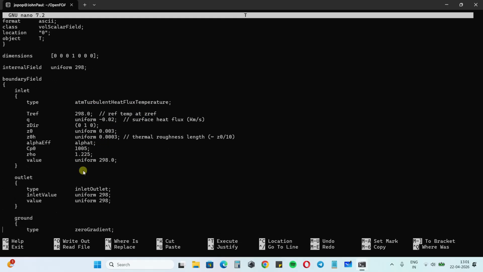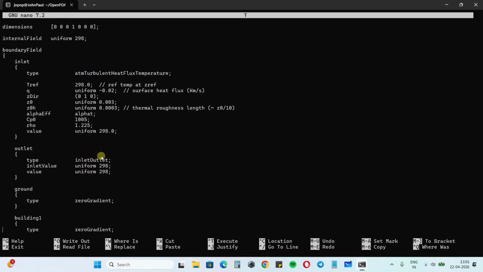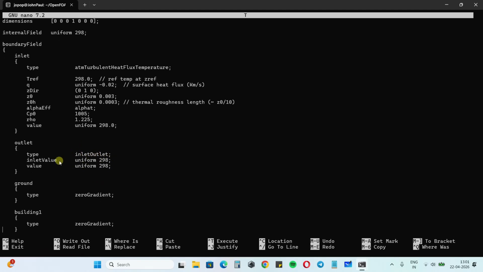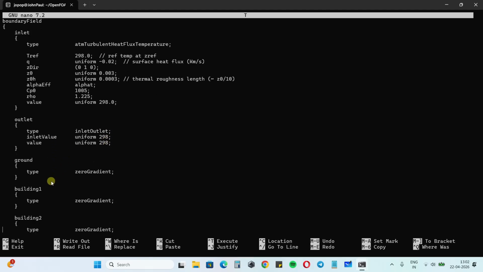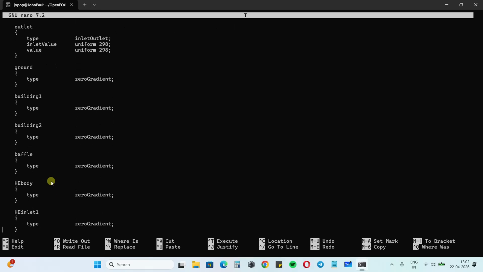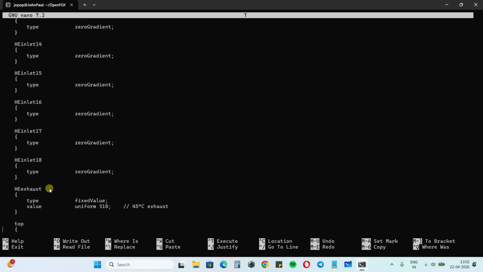At the outlet we are using an inlet outlet condition, which accommodates backflow. When you have multiple inlets and outlets, there can be backflow at the boundaries, and this condition accommodates that. Right now the inlet value means that if there is backflow, the backflow will be at ambient temperature. Then at the ground and walls we have zero gradient condition. At the exhaust we set the temperature of the exhaust gas, which we also know: it's 45 degrees Celsius, or 318 Kelvin.